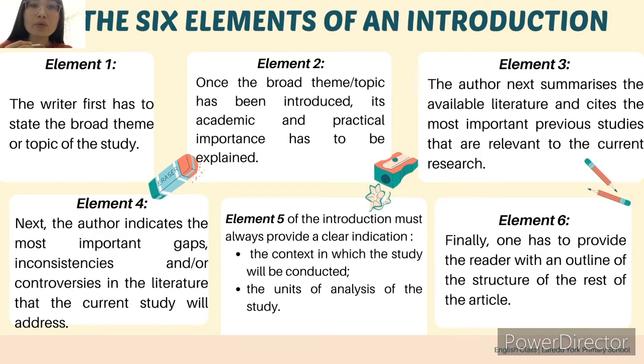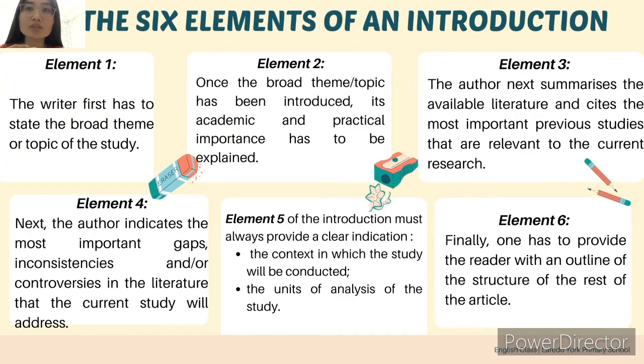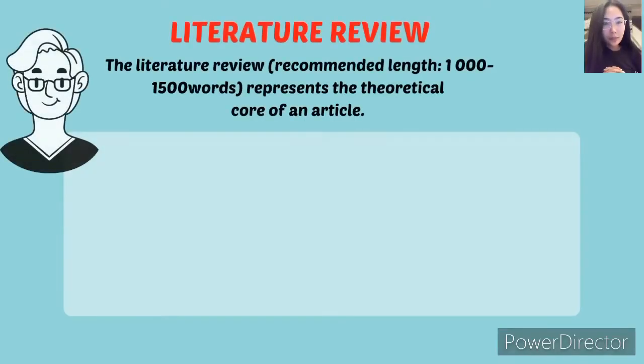The fifth element of the introduction must always provide a clear indication of the following: the core research problem or question to be addressed in the study, specific research objectives that will guide your research, the context in which the study will be conducted, and the units of analysis of the study. Element 6: finally, one has to provide the reader with an outline of the structure of the rest of the article.